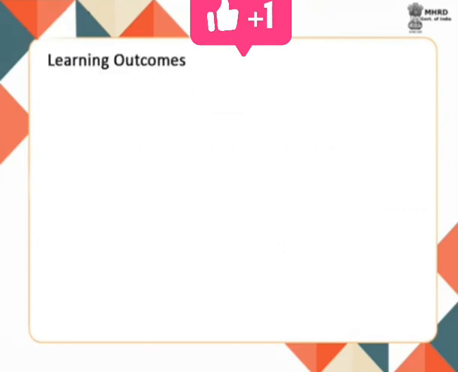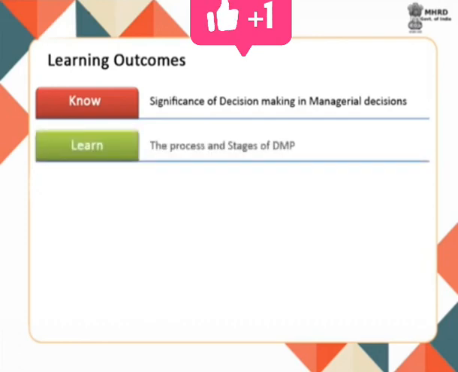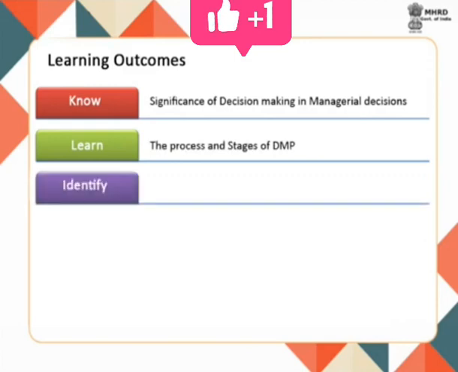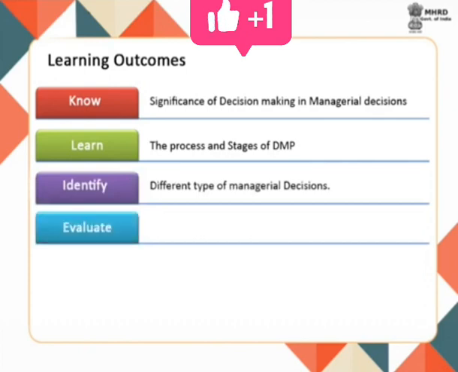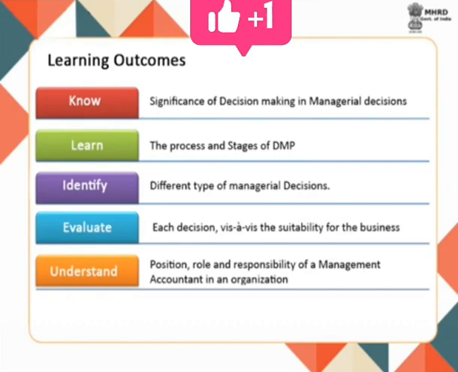After studying this module, we shall be able to know the significance of decision making and managerial decisions, learn the process and stages of the decision making process, identify different types of managerial decisions, evaluate each decision vis-a-vis the suitability for the business, and understand the position, role, and responsibility of a management accountant in an organization.